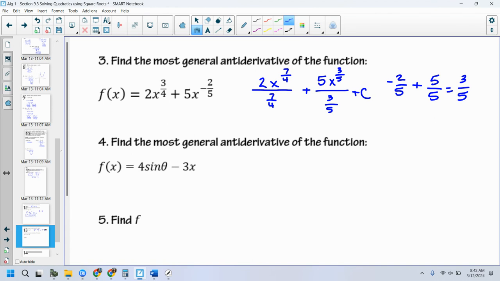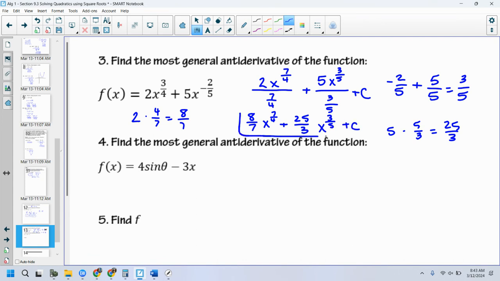Okay, let's mess with that fraction a little bit. We got 2 divided by 7/4. So keep, change, flip. So that's 8/7. So 8/7 x to the 7/4. And then again, another keep, change, flip, which is 25/3. Plus 25/3 x to the 3/5 plus C. Good there?